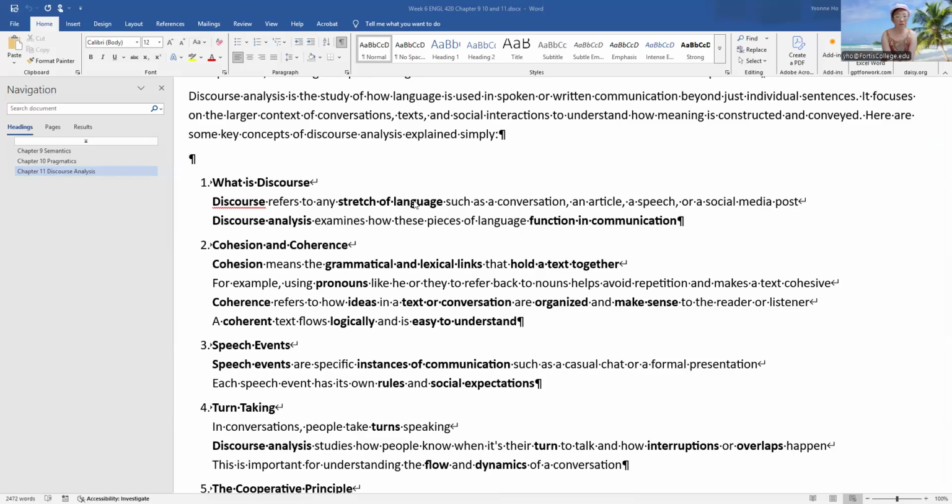Cohesion and coherence. Cohesion means the grammatical and lexical links that hold a text together. For example, using pronouns like he or they to refer back to nouns helps avoid repetition and makes a text cohesive. Oh, even that one example differs in different languages. Different languages have different ideas of what's considered cohesive.